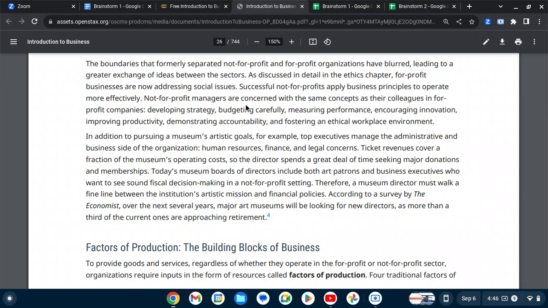Therefore, a museum director must walk a fine line between the institution's artistic mission and financial policies. According to a survey by The Economist, over the next several years, major art museums will be looking for new directors, as more than a third of the current ones are approaching retirement.